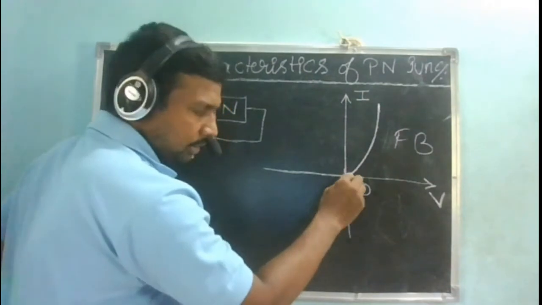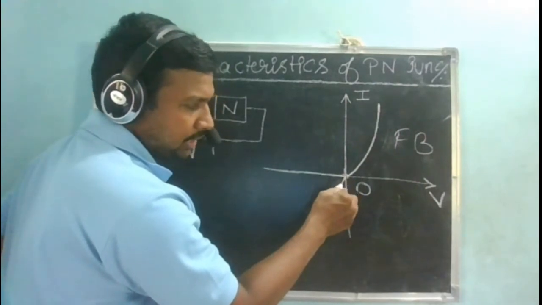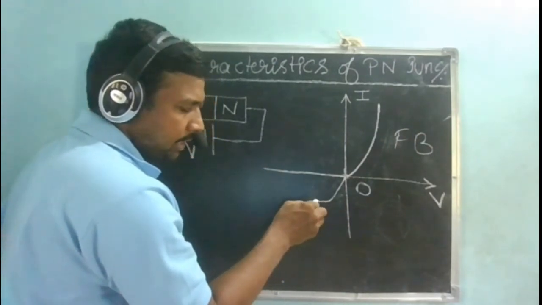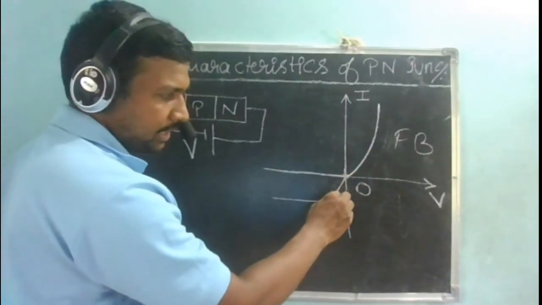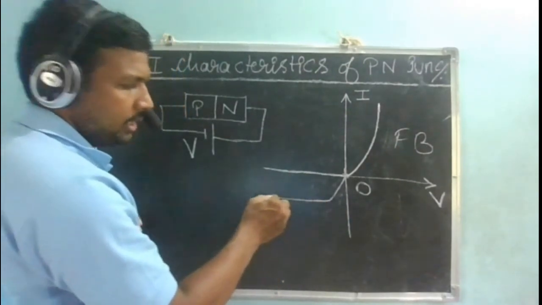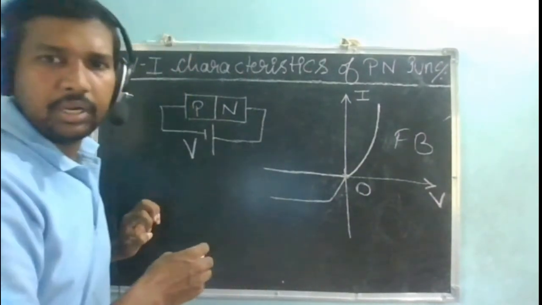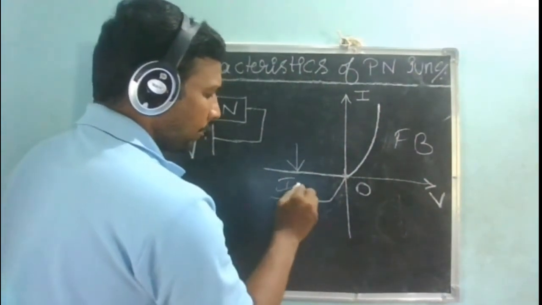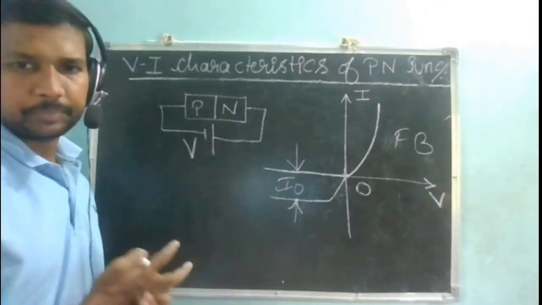In reverse bias, when voltage is 0, current is 0. With increase in reverse voltage, that is negative voltage, current initially increases, but after some time the current starts getting saturated and is no more varying. This is the behavior of your PN junction diode in reverse bias. This current that remains constant is I naught. Got my point?